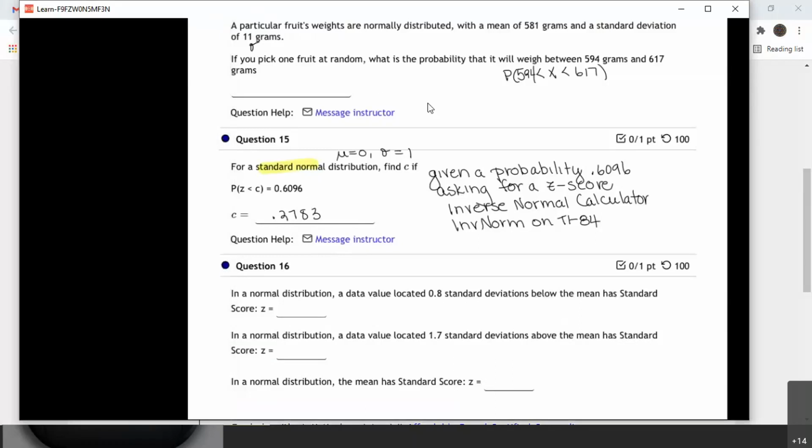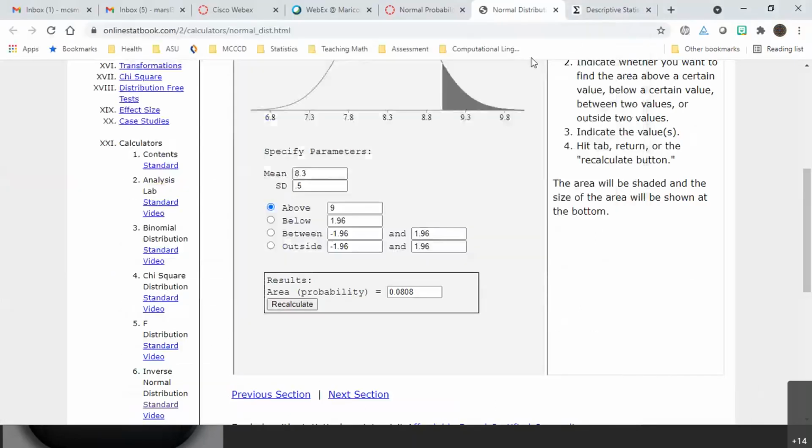Now, if I do this with my online calculators, I don't want my normal distribution, I want inverse normal. So again, I need to go back to my course and find that.